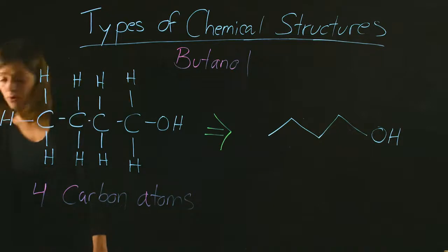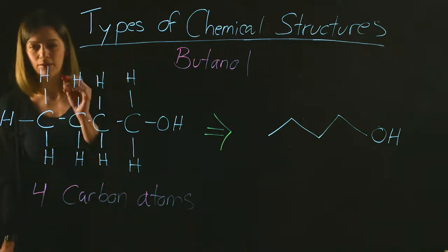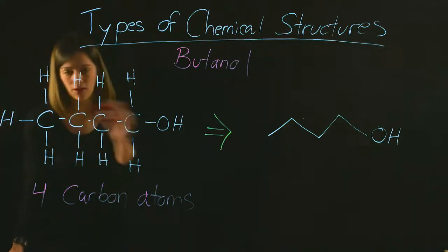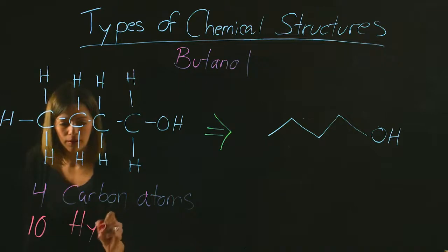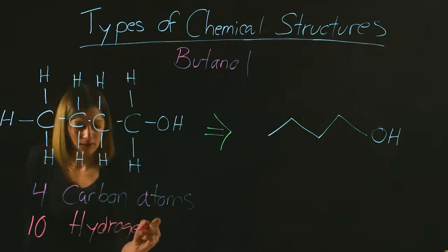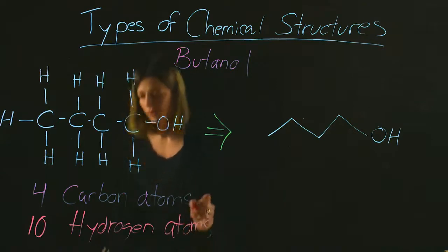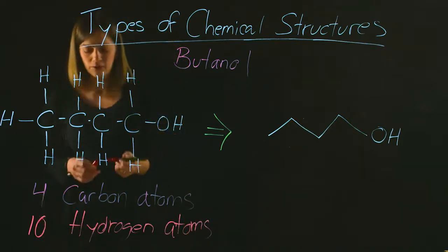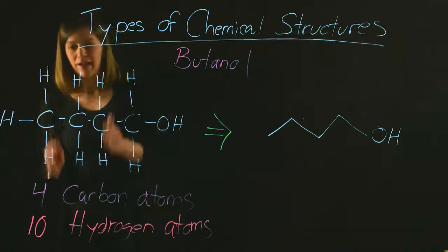And you also can find out how many hydrogen atoms you have. You have 10 here because they're all labeled, so that's easy. So you have 10 hydrogen atoms. And you also have 1 oxygen atom, but it's not going to be the topic of the video. So we're going to focus on the carbon and hydrogen atoms.